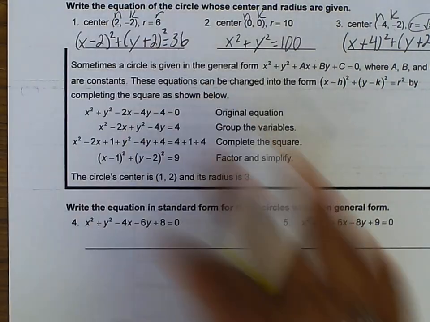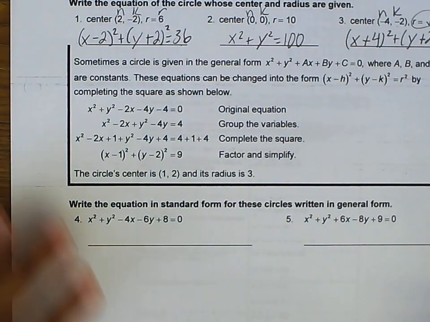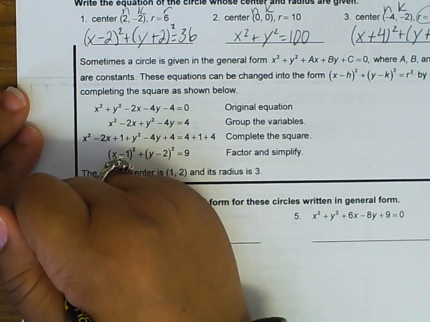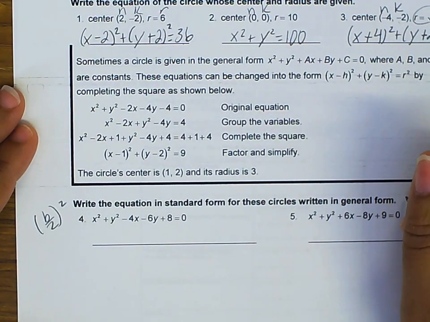This is what you will have to do on the quiz, and you will have to show me all your work. So the thing to remember on completing the square is this special little rule here, (b/2)², okay? And then we're going to be doing this by using completing the square.